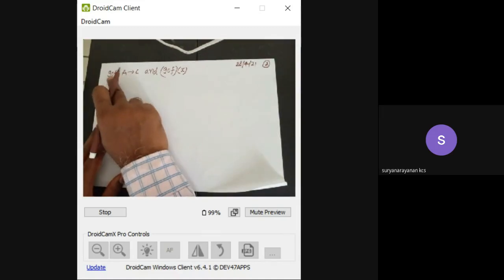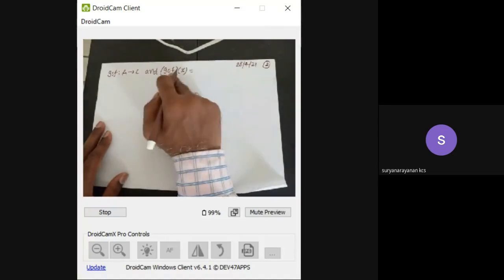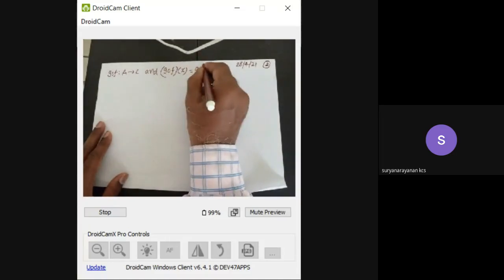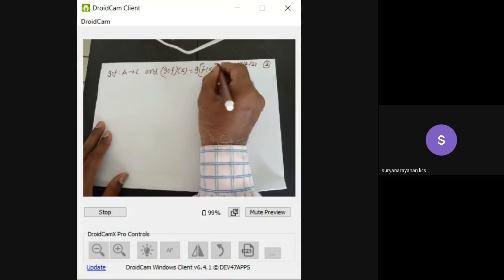Don't combine this as a word. Not GF, GOF only. Remember this point, my children, how to read GOF, or G circle F. I will write here clearly. And we define GOF of X is equal to G of, we keep here square brackets, F of X.